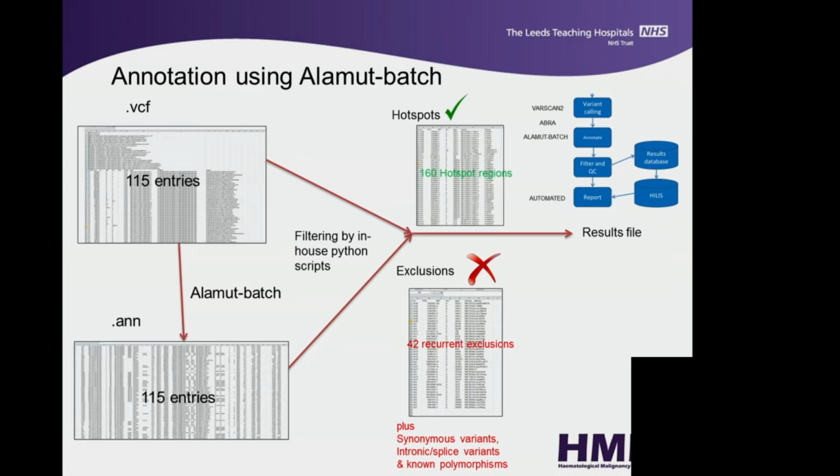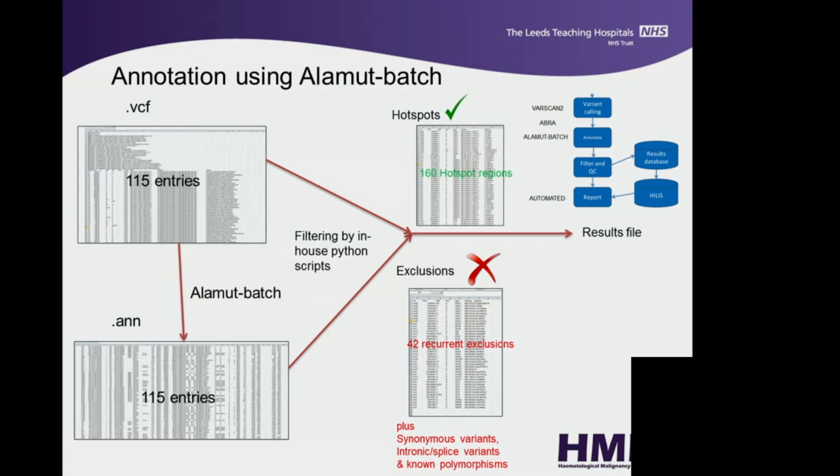So this homes in, this gives you an example of our annotation using Hallam batch. In this particular case, we've got 150 entries, VCF entries from our alignment. We put that through Hallam batch, resulting in the same 115 entries, but in a more user-friendly base. We filter with an in-house Python script, so basically all this is done automatically.